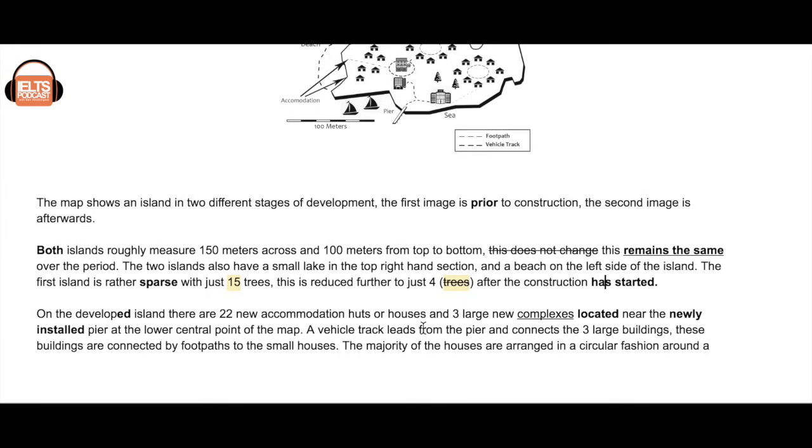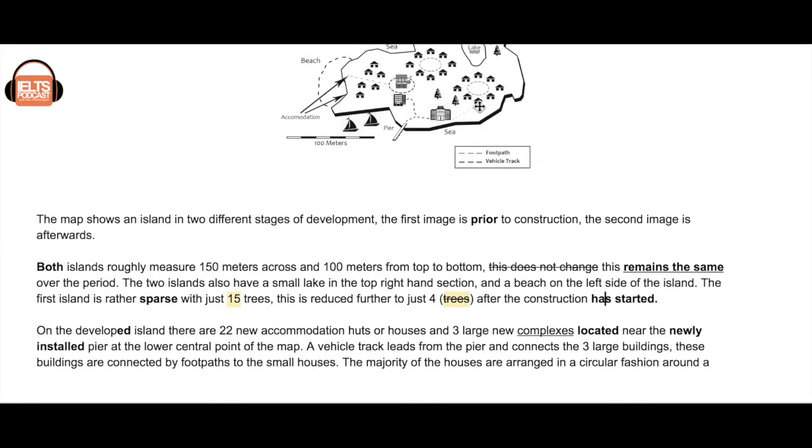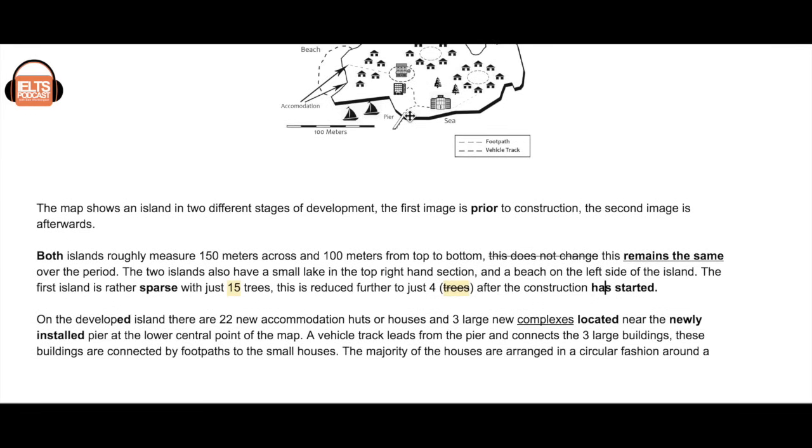A vehicle track leads from the pier and connects the 3 large buildings. Okay, so I'm not missing out information. These buildings are connected by footpaths to the small houses. Let's see. Yep. Also, I've got it clear. I'm guessing those are footpaths. It's not so clear. Yeah, those are footpaths quite clearly, the fainter. So yeah, I've mentioned this other new development about the footpaths.